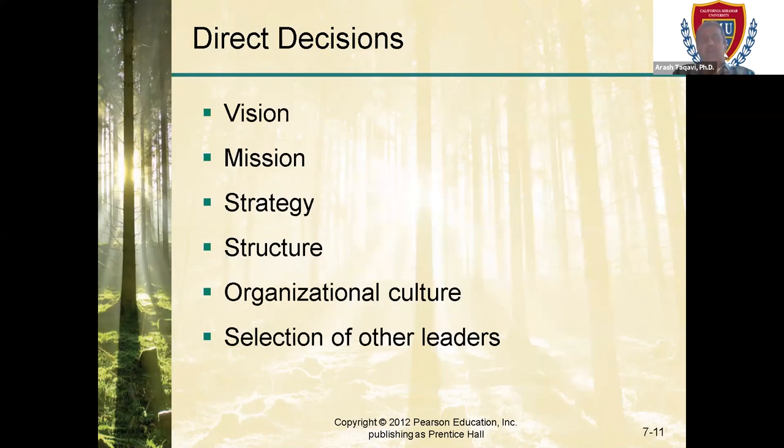And direct decisions, we have six parts. We talked about them in the previous sessions and also in the previous minutes: the vision, mission, strategy, structure, organizational culture, and selection of other leaders. There's a triad between vision, mission, and strategy. The way to gain the vision is a strategy.